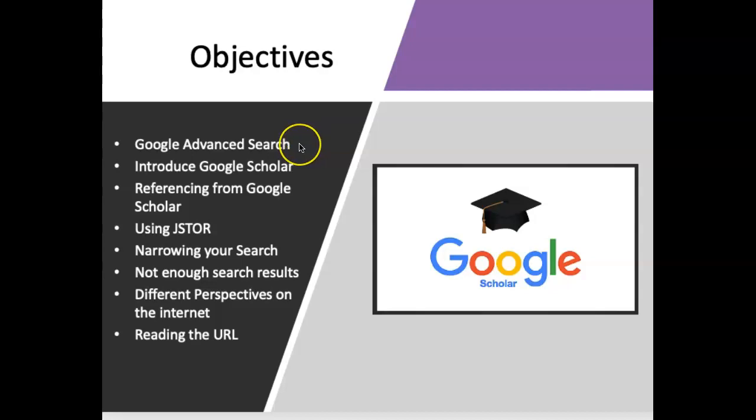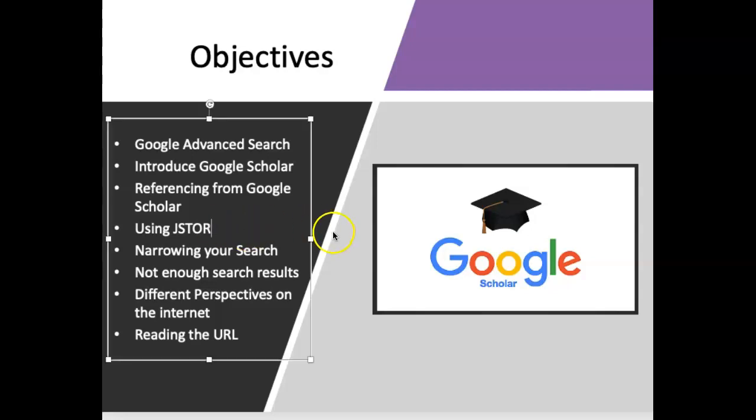We're going to start off by looking at Advanced Google Search. Then I'm going to introduce you to Google Scholar, which is a very powerful tool for research. I'm going to show you how to reference from Google Scholar. We're going to be looking at JSTOR, which is an academic database that the library subscribes to and which you should definitely use not only for your personal project, not only for the EPQ in the future, but also for your other subjects like history, politics, biology, etc.